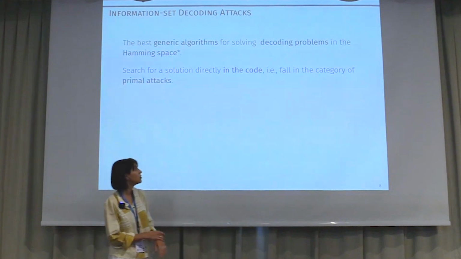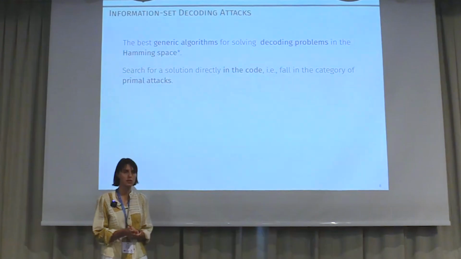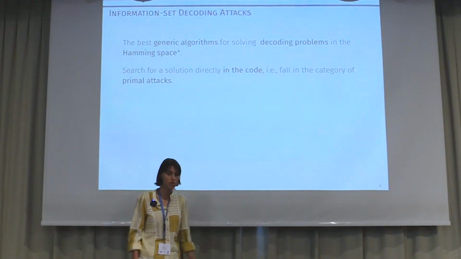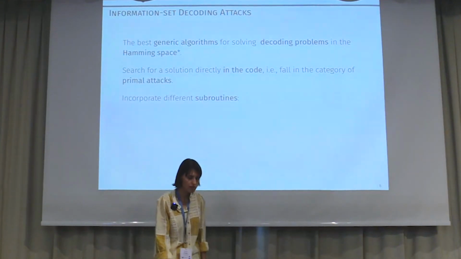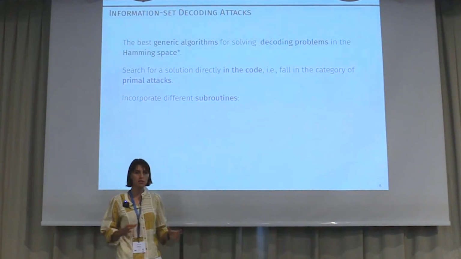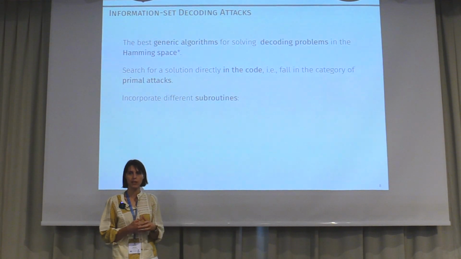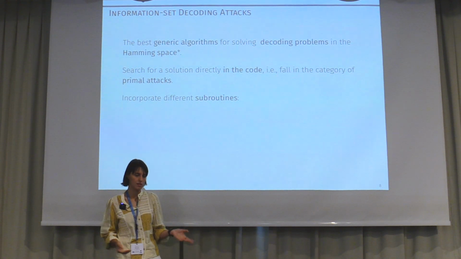So in this type of approach, in this type of algorithms, the search for a solution is done directly. So you're searching for a solution in the code. This is known as the category of the primal attacks. It can incorporate different subroutines. During your algorithm, you're basically creating a sub-instance of your syndrome or code word defining problem, and you're trying to solve it using different subroutines.